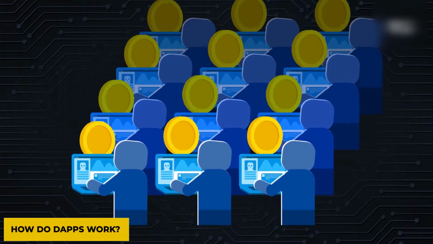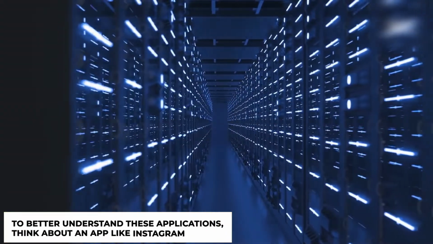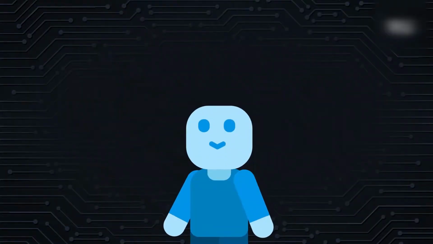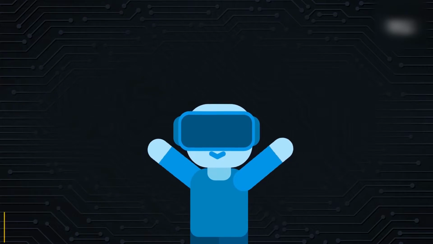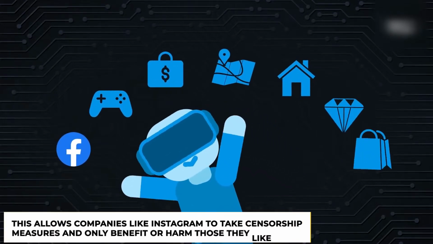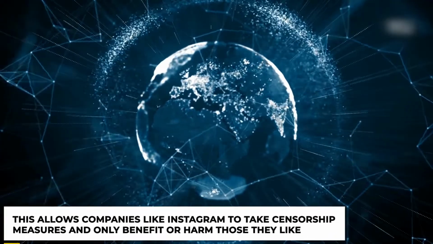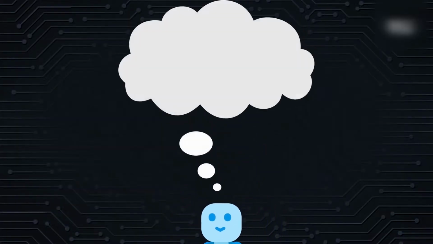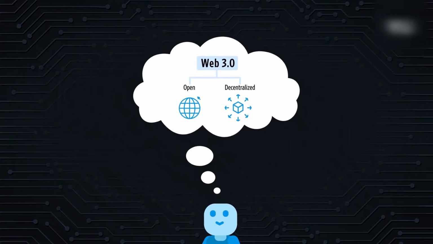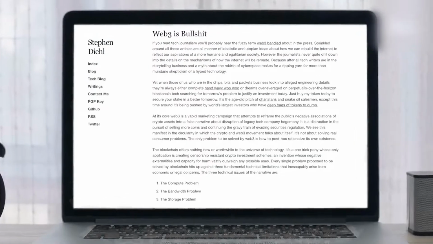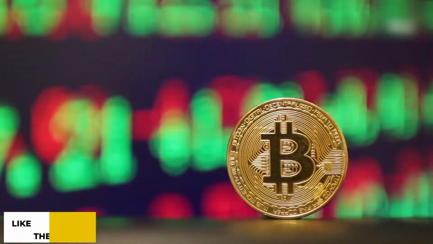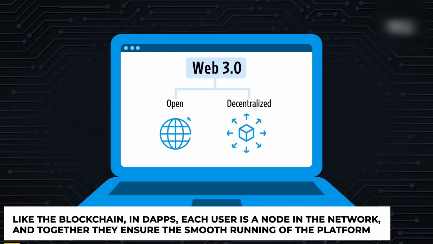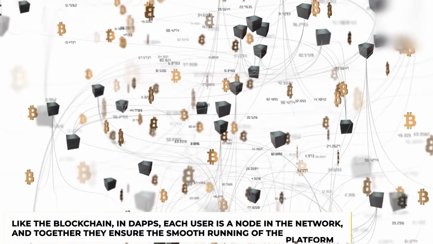How do dapps work? To better understand these applications, think about an app like Instagram. In this company, data and decisions are made on central servers. This allows companies like Instagram to take censorship measures and only benefit or harm those they like. In this way, big companies are in control and we can do nothing but trust that our information will not be used for evil. Like the blockchain, in dapps each user is a node in the network, and together they ensure the smooth running of the platform.